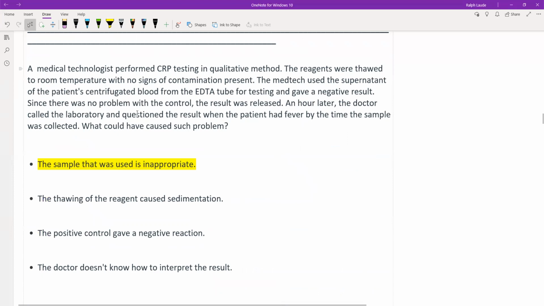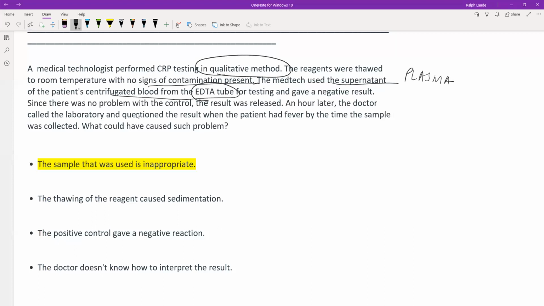So next situation. A medical technologist performs CRP testing in qualitative methods. So therefore, that is mainly a latex agglutination assay. The reagents were thawed at room temperature with no signs of contamination present. So therefore, the condition of the reagents was good. Okay. So the medtech used the supernatant of the patient's centrifuged blood from the EDTA tube. So therefore, this is non-coagulated blood. So if you are going to get the supernatant, that is referring to plasma, okay, and gave a negative result. Since there was no problem with the control, the result was released.